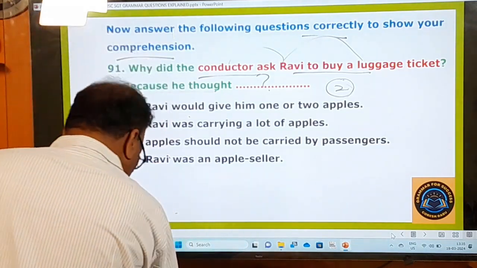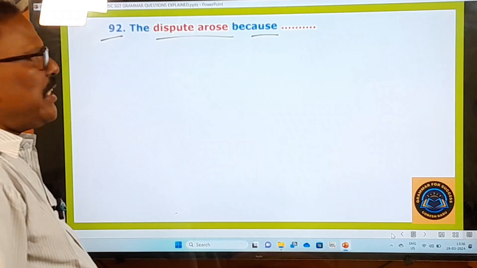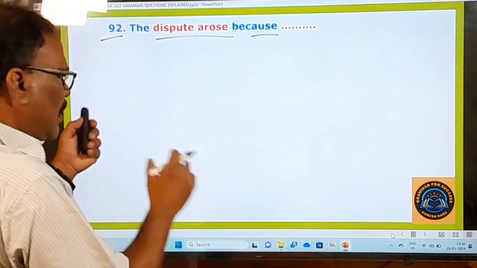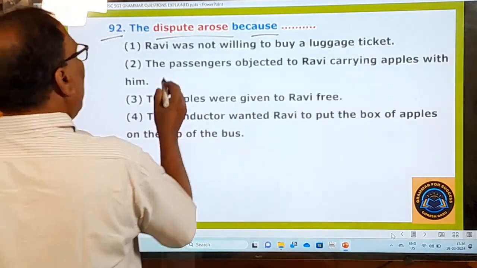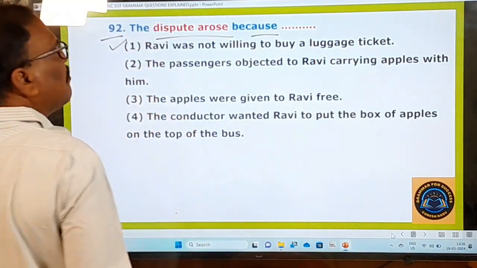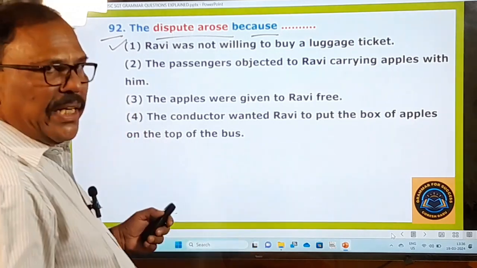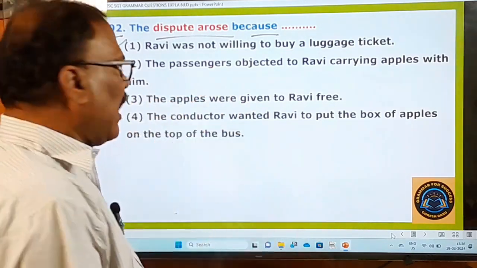Now let's go to the next question. The second one: the dispute arose because. Dispute means quarrel. The quarrel arose between Ravi and the conductor because why? Because Ravi was not willing to buy a luggage ticket. So that is the right one. Ravi does not like to buy a luggage ticket. That is why a quarrel arose between Ravi and the conductor.